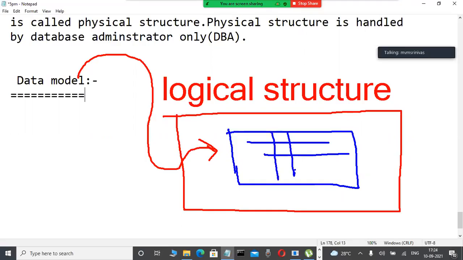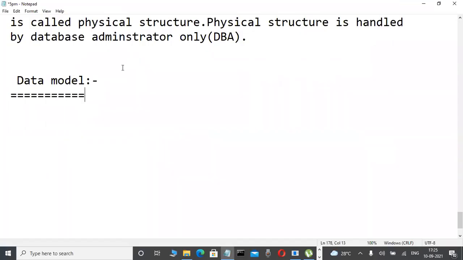Because this is a relational data model, the data is represented in the format of a matrix, that is, rows and columns. In old days, IDMS and IMS software were hierarchical and network data models. In those, tables are not there, only records. That is the old concept. But nowadays, from 1970 onwards, the data is represented at a logical structure defined by the data model.